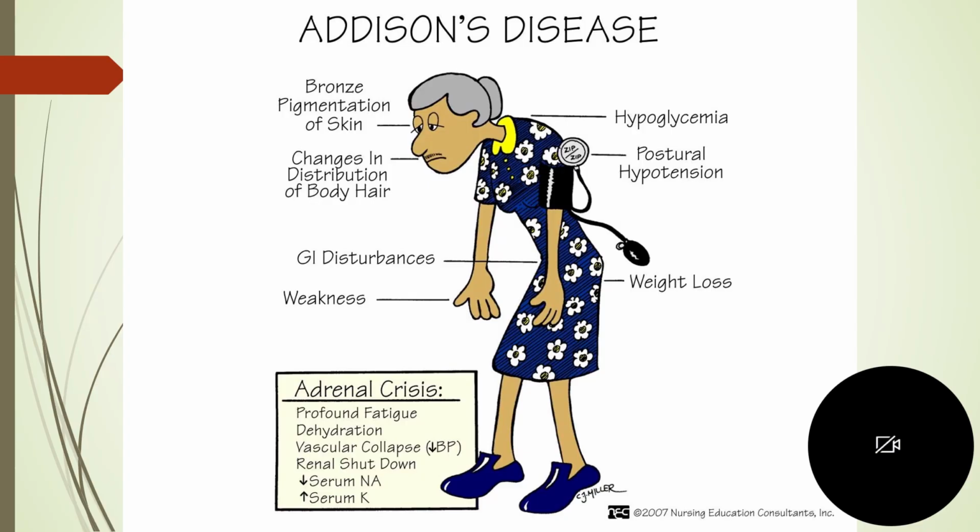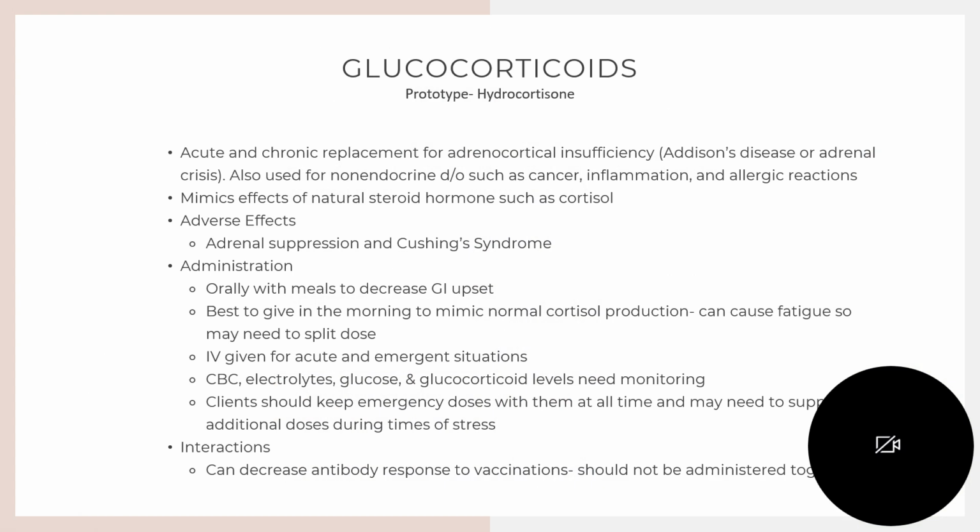Addison's disease is one of the biggest things that we will discuss. Two of the complications from steroids are Addison's disease and Cushing syndrome. And I have little pictures here that tell you kind of what's going on with each of those. So, to treat Addison's disease, we will give them glucocorticoids and mineralocorticoids. Okay, so glucocorticoids, the prototype for this is hydrocortisone.